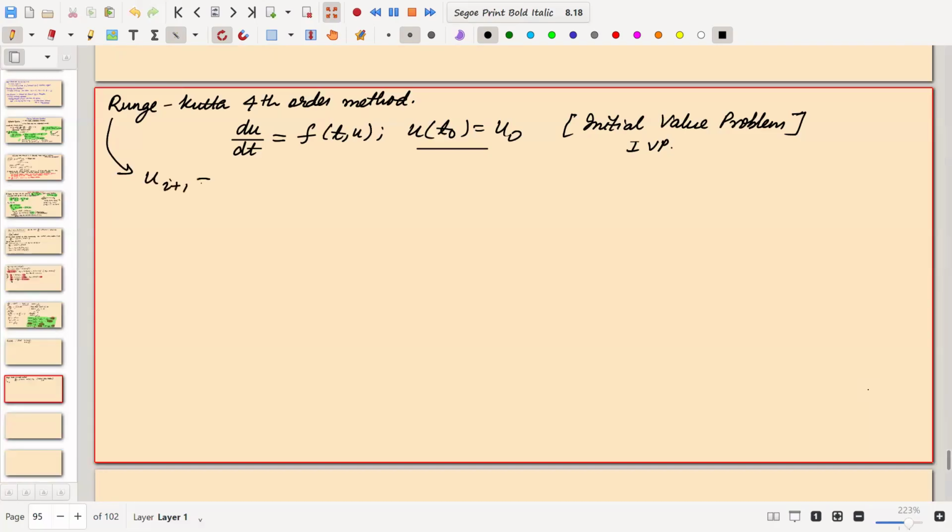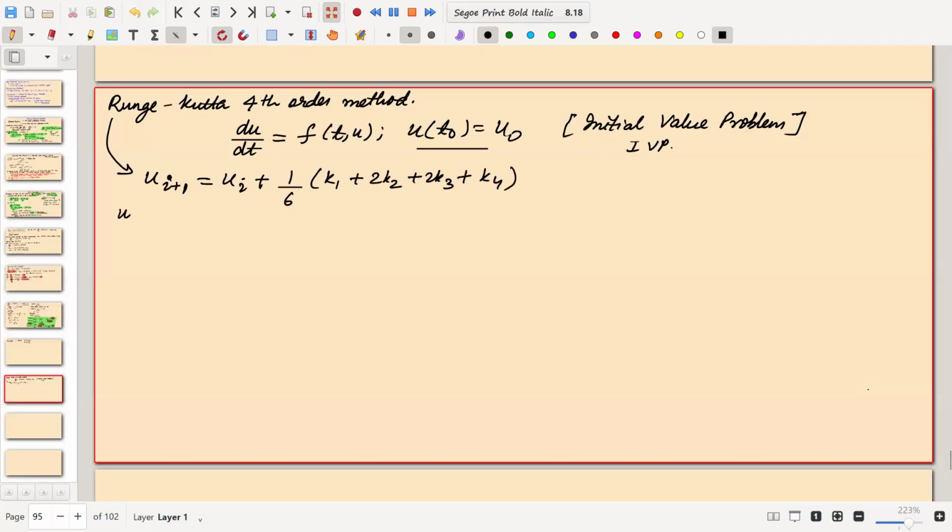Ui plus 1 is equal to something which depends on ui. Isn't it? Same as Euler method, ui plus 1 should depend on ui. So same thing in this Runge-Kutta method. Ui plus 1 is equal to ui plus, hold yourself, because what is coming is a bit complicated. But it has meaning to it. 1 by 6 times K1 plus 2 K2 plus 2 K3 plus K4.